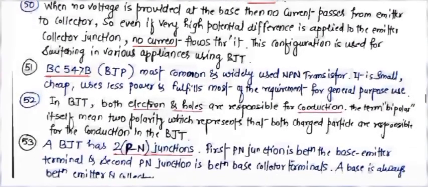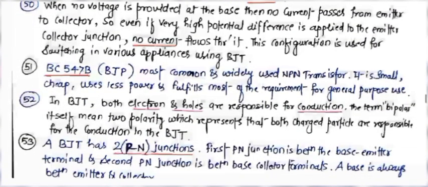When no voltage is provided at the base, then no current passes from emitter to collector. So, even if a very high potential difference is applied across the emitter collector junction, no current flows through it. This configuration is used for switching in various appliances using BJT.